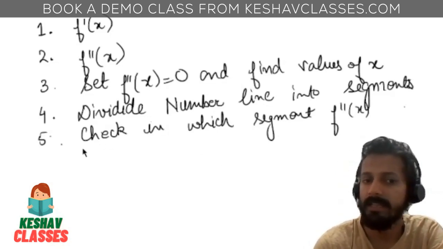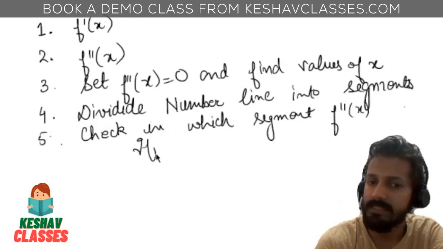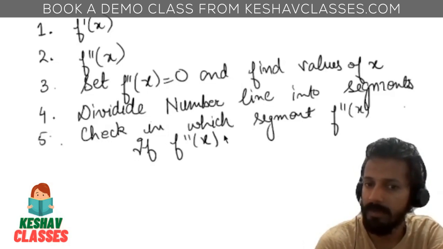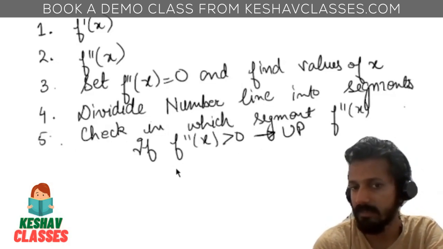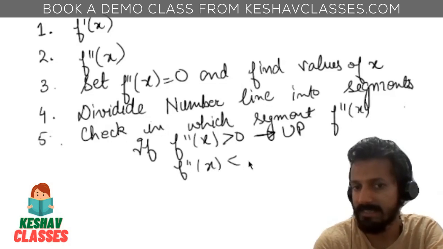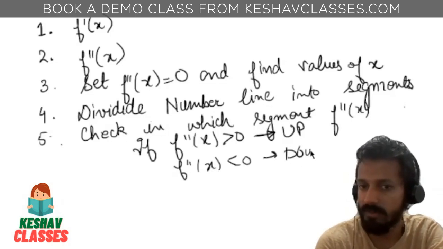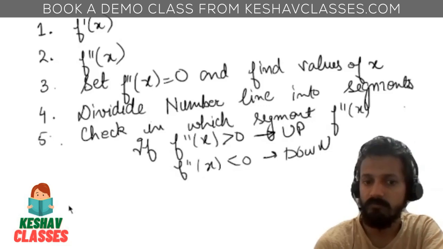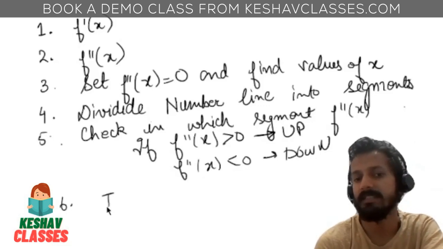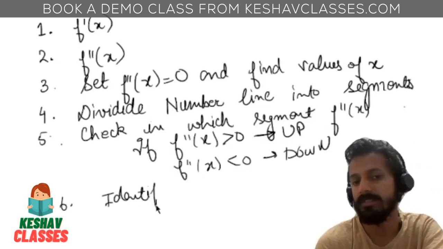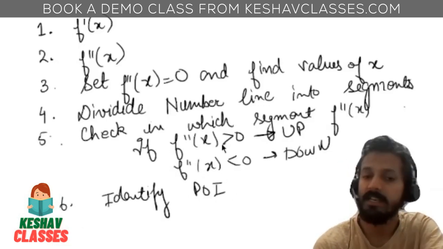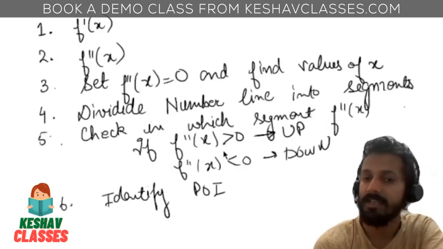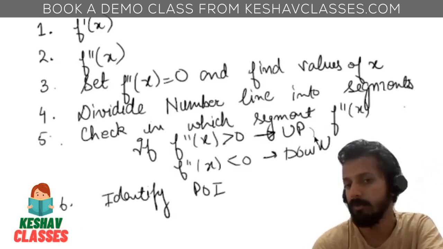Okay, and then in the same point, if f double prime of x is greater than 0, it is concave up in this segment. If f double prime of x is less than 0, it is concave down in this segment. And then point number 6 is you identify the points of inflection. Points of inflection are those points where f double prime of x will change either from up to down or from down to up. Okay.